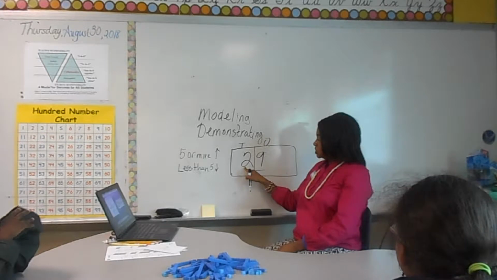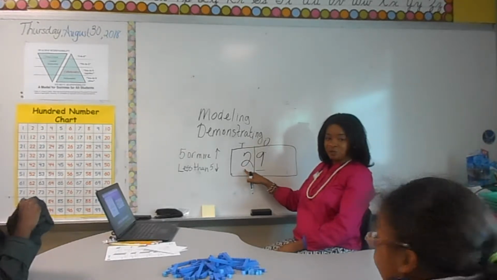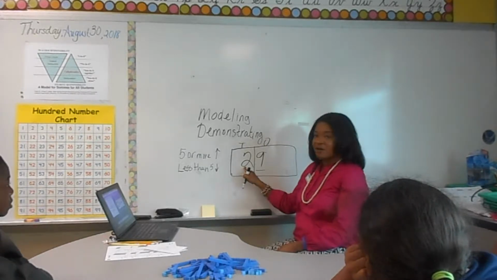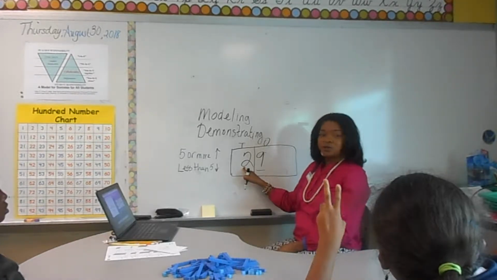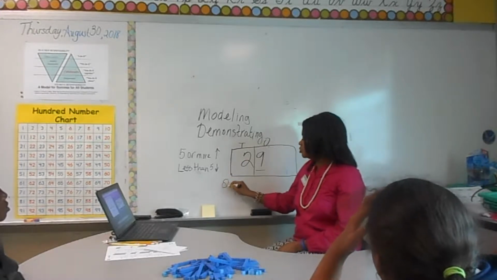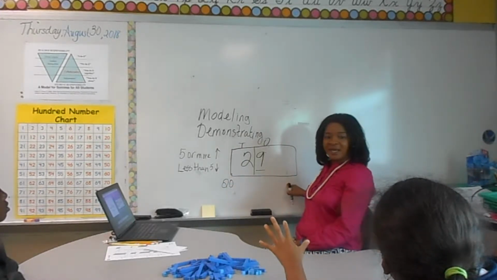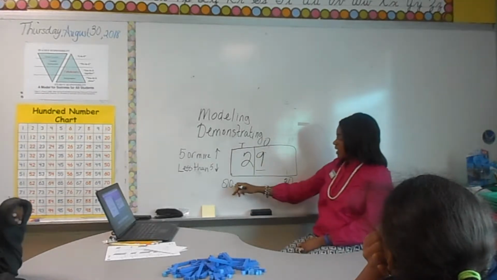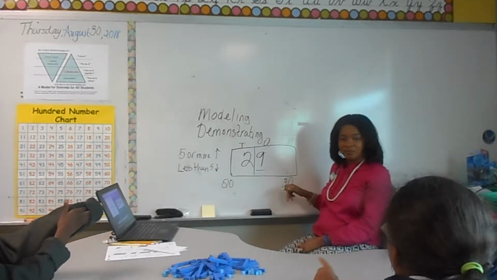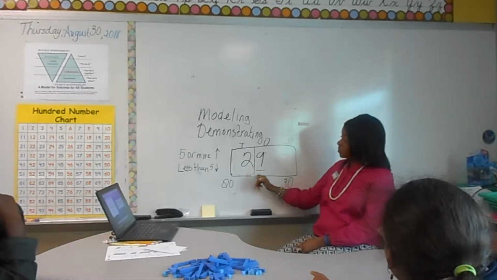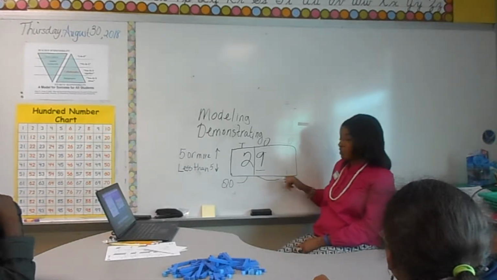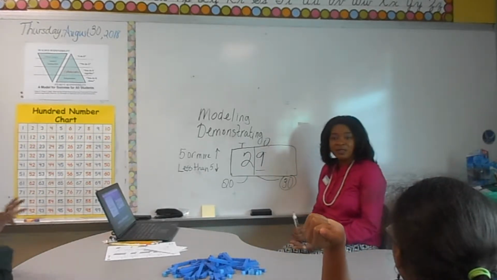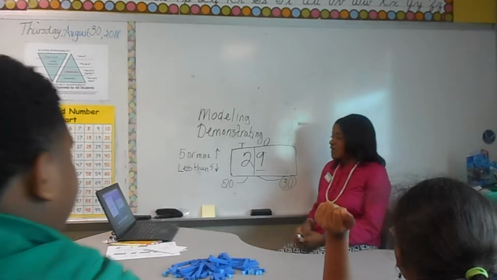My number is 29. If I was doing my base, what would be my first base number? 20. Good, Micaiah. What would be my second base number? 30. Okay. So I have 20 and 30 as my base numbers. Will it go down to 20 or up to 30? Up to 30. And we said that because why? Why are we rounding it up? Because it's 5 or more.